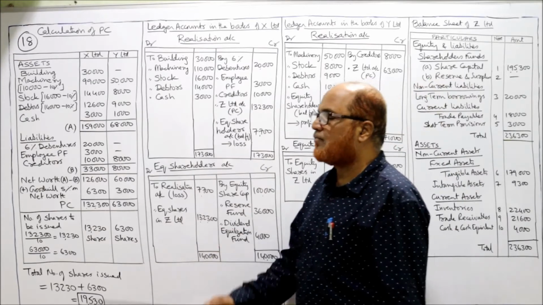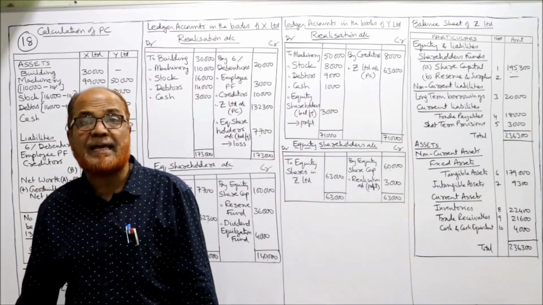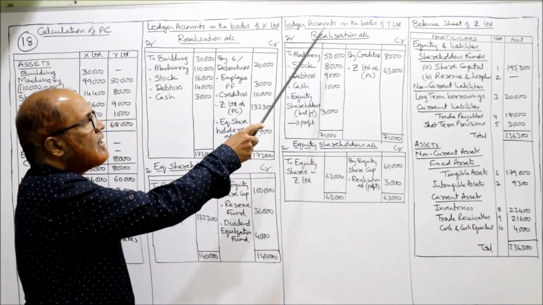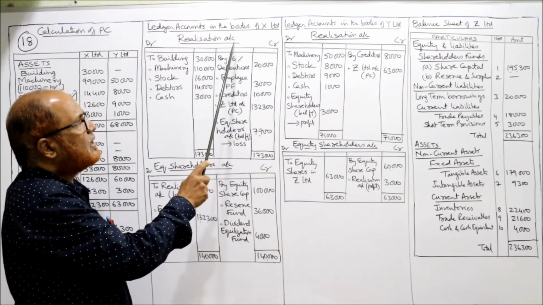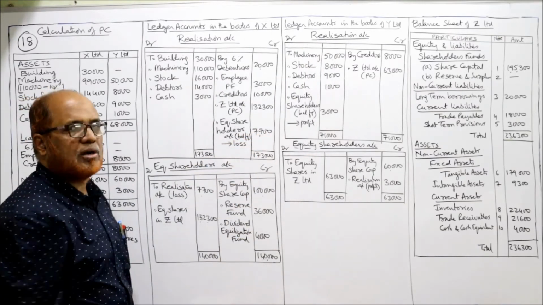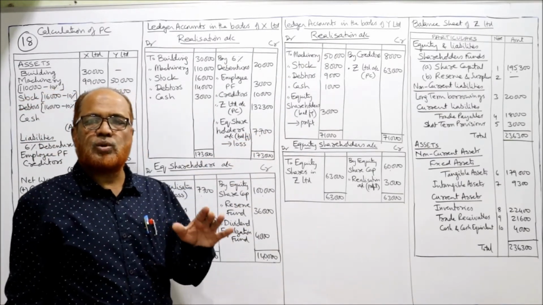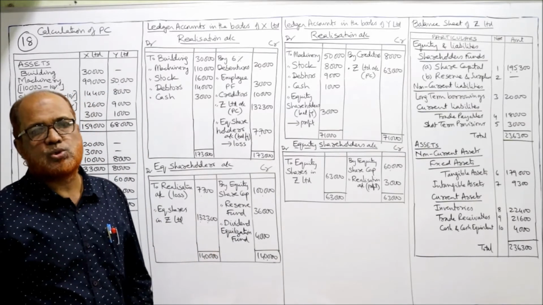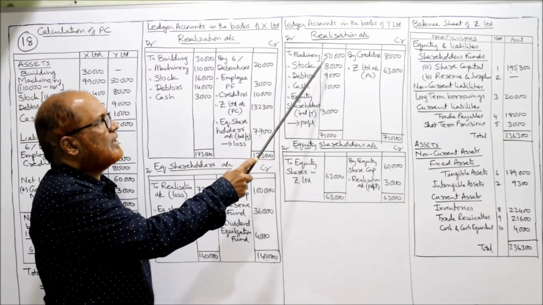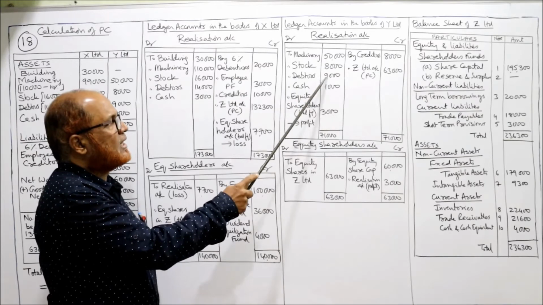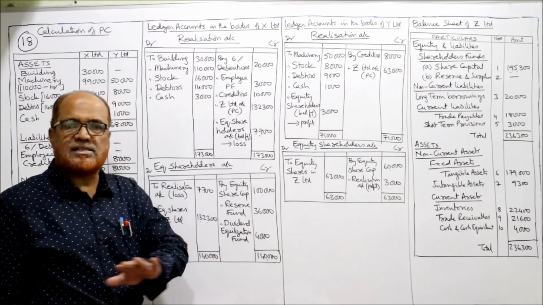Now similar procedure for ledger accounts in the books of Y Limited. जैसा X Limited में बना है उसी तरह Y Limited realization. Transfer all assets to realization at their book values. So debit side to machinery 50,000, to stock 8,000, to debtors 9,000, to cash 1,000. All the assets are transferred.